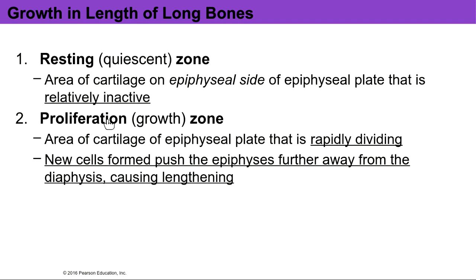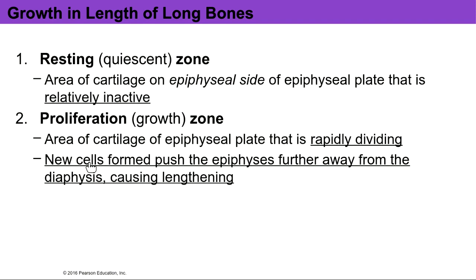In the proliferation zone, that tells you this is a zone where cells proliferate. We're having growth here. What we're having growth of is cartilage, though. This is not bone growth right here. Remember that the epiphyseal plate is made of cartilage. So in this zone we're having rapid division of cartilage cells. Basically we're having chondrocytes divide, rapid cell division of chondrocytes.